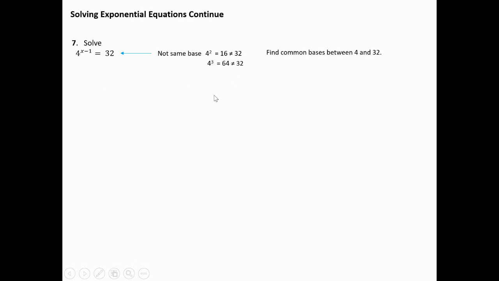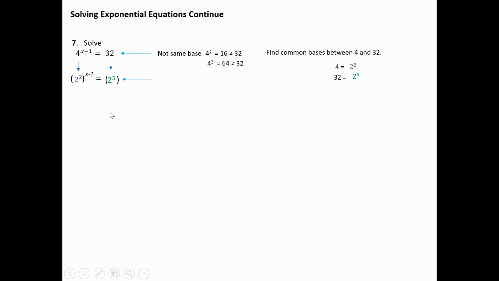So 4 is not a common base. So then 4 is equal to 2 squared, and 32 equals 2 to the 5th power. You see, I found my common base, which is 2. So now I'm going to substitute 2 squared for the 4, which was over here on the right. And then we bring down the x minus 1. Then I'm going to substitute 2 to the 5th power for 32.